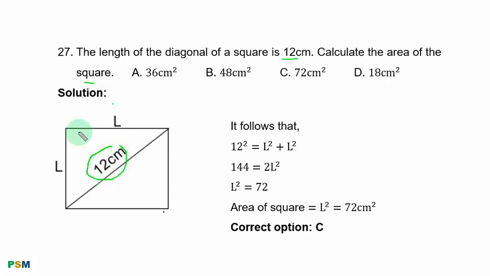So we have 2 right angle triangles. By Pythagoras rule, you have it that 12 squared is equal to L squared plus L squared. You have this result. Divide through by 2. L squared is equal to 72. Area of a square is equal to L squared, and that is 72 square centimeters. The correct option is C.